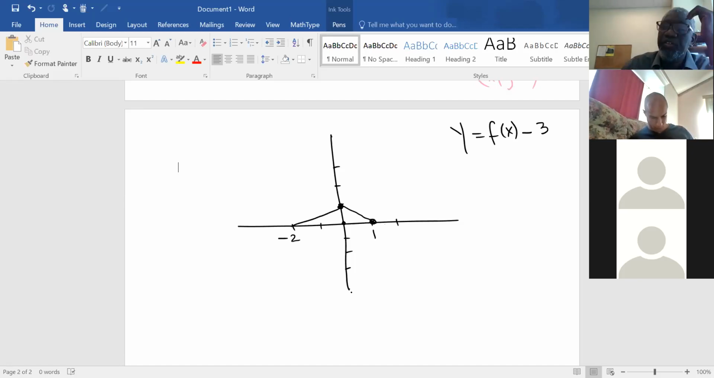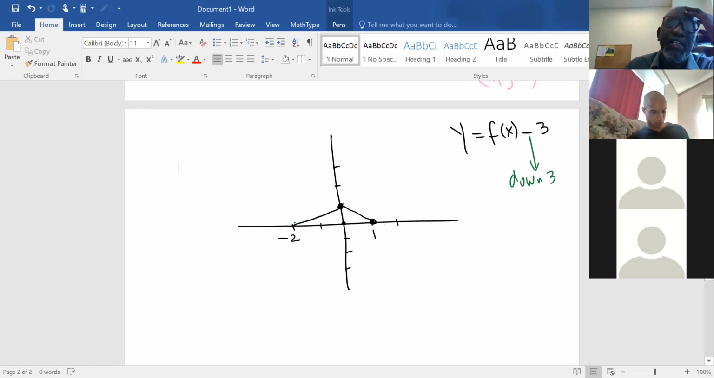All right, so tell me, what is the transformation you need to do first? Move it down 3. Everybody see that? So this means down 3. So how do I do that? Every single point will move 3 units down.